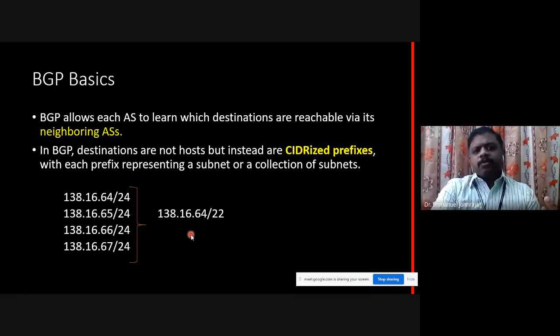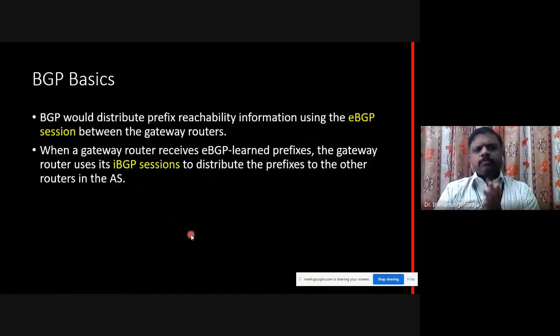Then you should ask a question: what will happen when there is a mismatch? Yes, you have to go for the longest matching, as you all are aware of. All right.